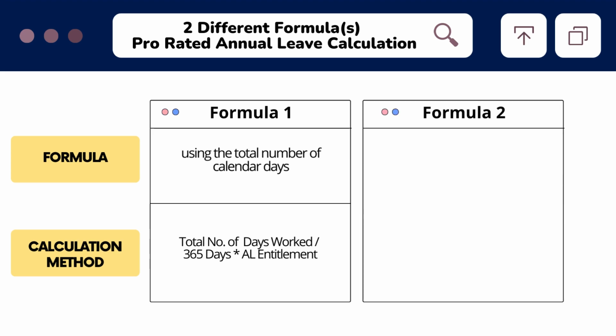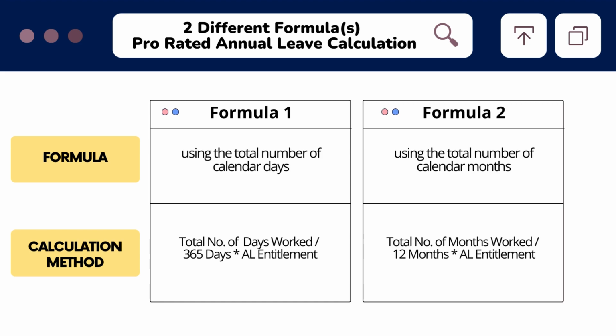Formula number 2 is using the total number of calendar months. The calculation method is the total number of months worked in that particular calendar year, divided by 12 months per calendar year, times the total number of annual leave entitlement per calendar year.